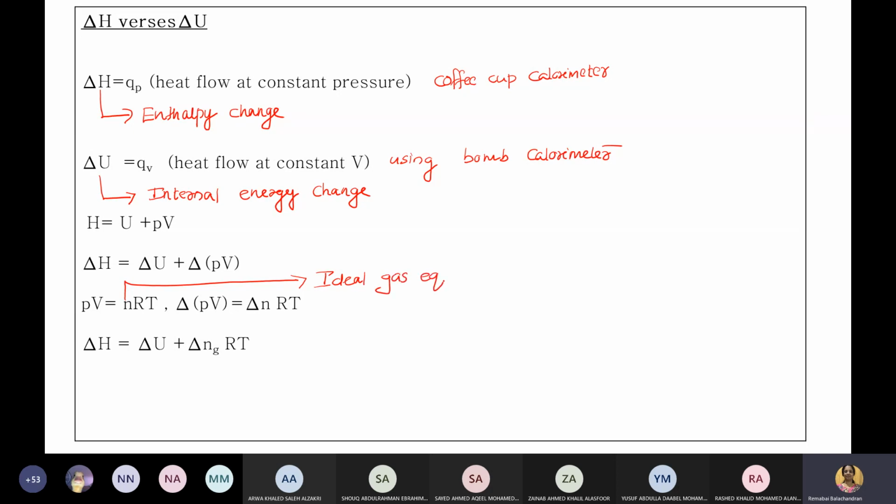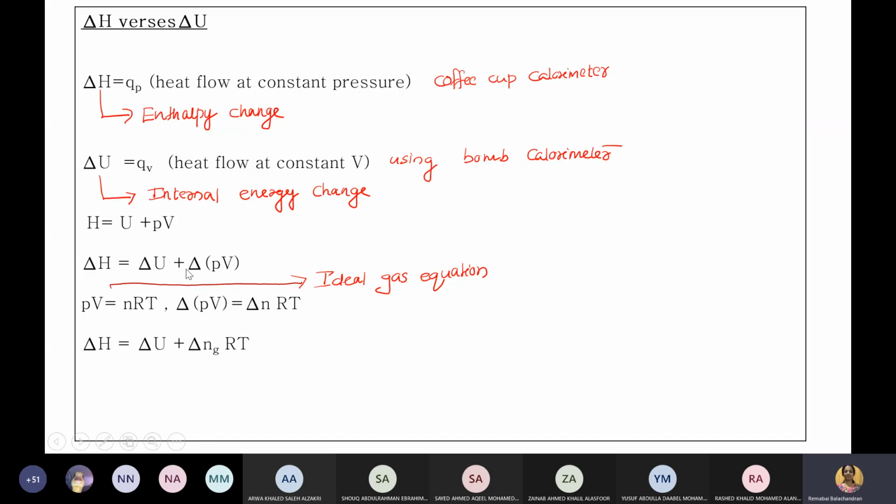What is it called? Ideal gas equation. Delta is for pressure and volume, the change in pressure and volume. Okay, so PV is equal to nRT, the ideal gas equation. So now what is delta PV here? Delta PV is equal to delta nRT.